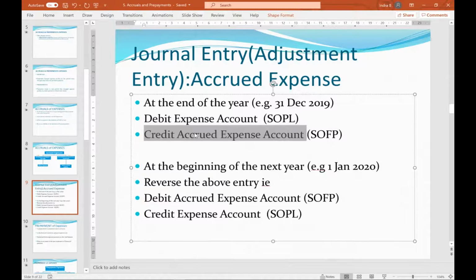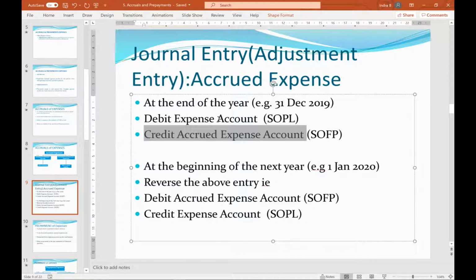As I mentioned in an example, suppose the electricity bill is say £150, which was for December 2019. We didn't pay that, so we will estimate this and say debit electricity expense £150 and credit accrued electricity account with £150. So this is the one journal entry at the end of the year.